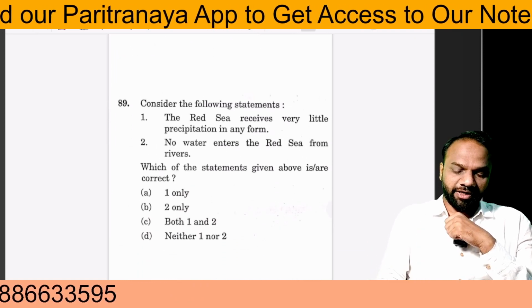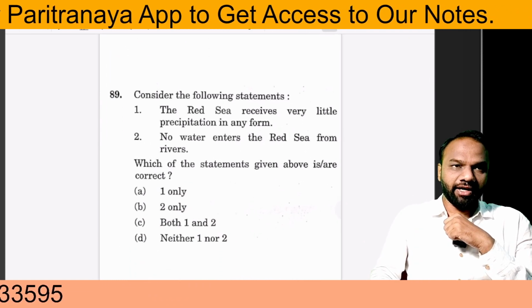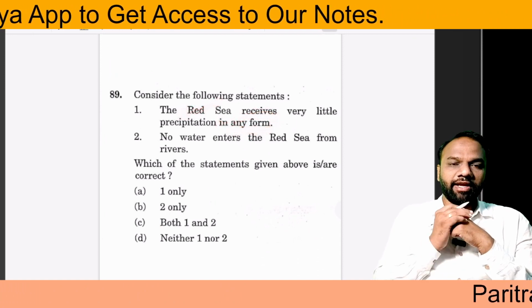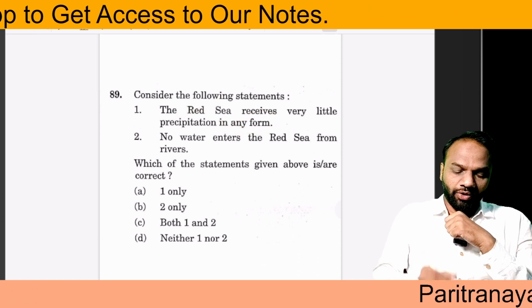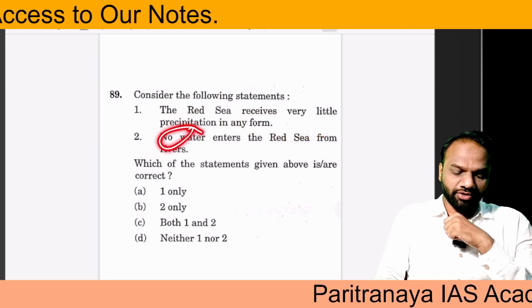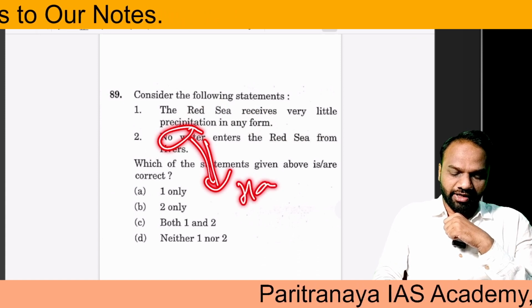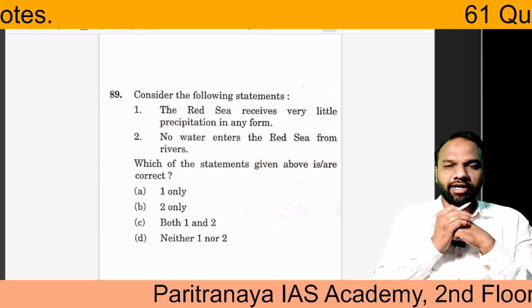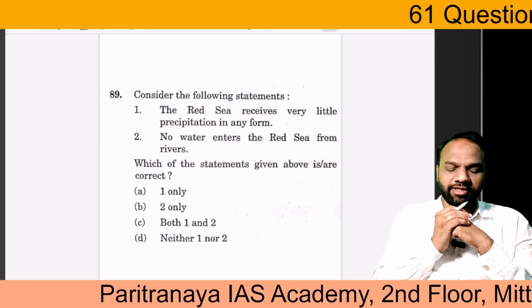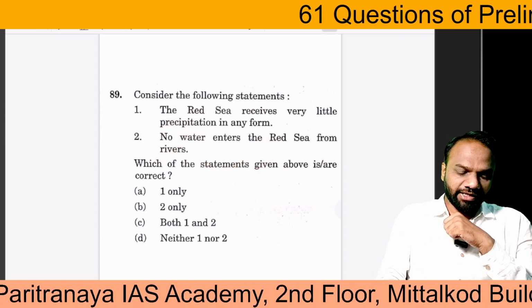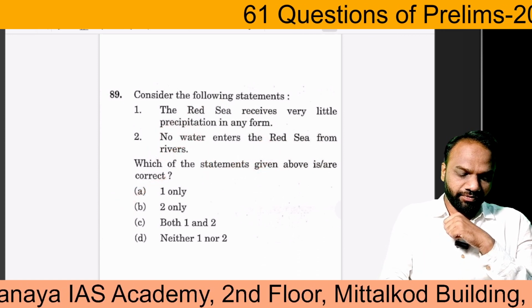Next, this question is a bit tricky. Red Sea receives very little precipitation in any form. Yes, it receives very little precipitation in any form. No water enters the Red Sea from rivers. So this is wrong. There is an example, a river called Haddas River. There are a few more small streams which enter the Red Sea. There is no significant river which enters the Red Sea, but there are some small stream rivers which enter the Red Sea. Hence the answer here is only one.